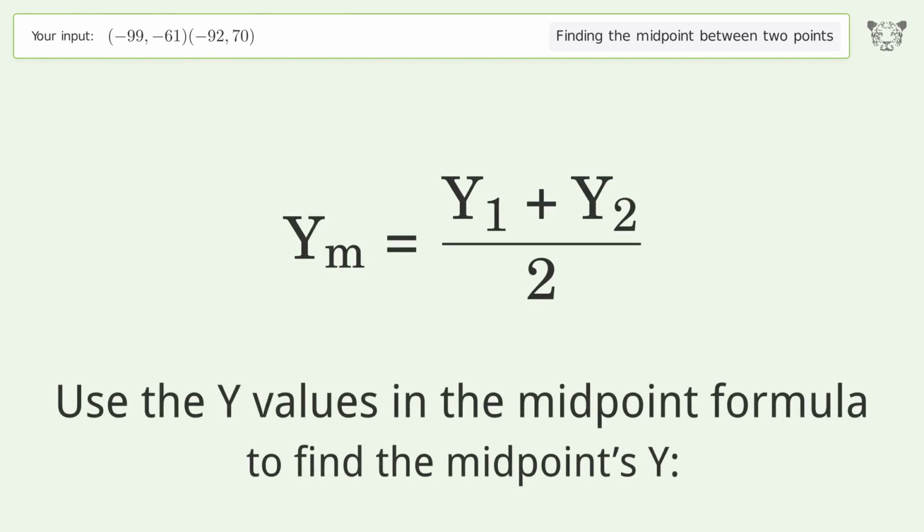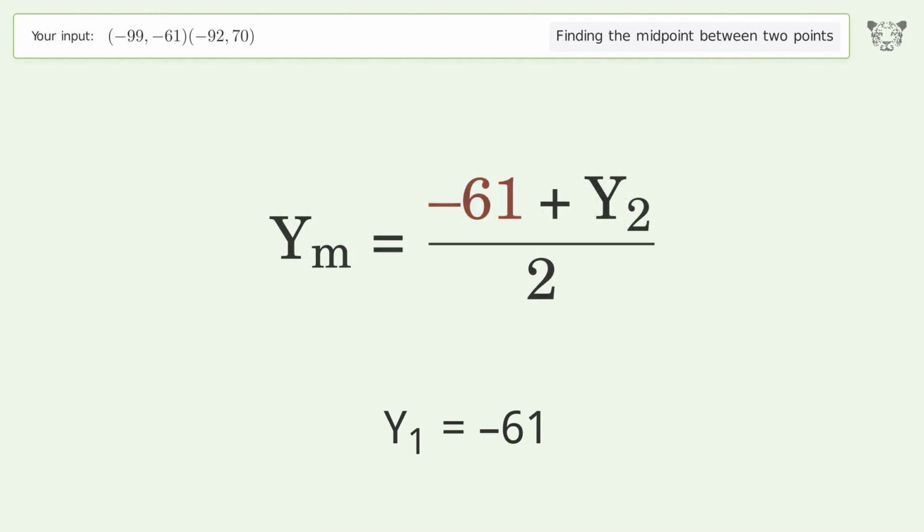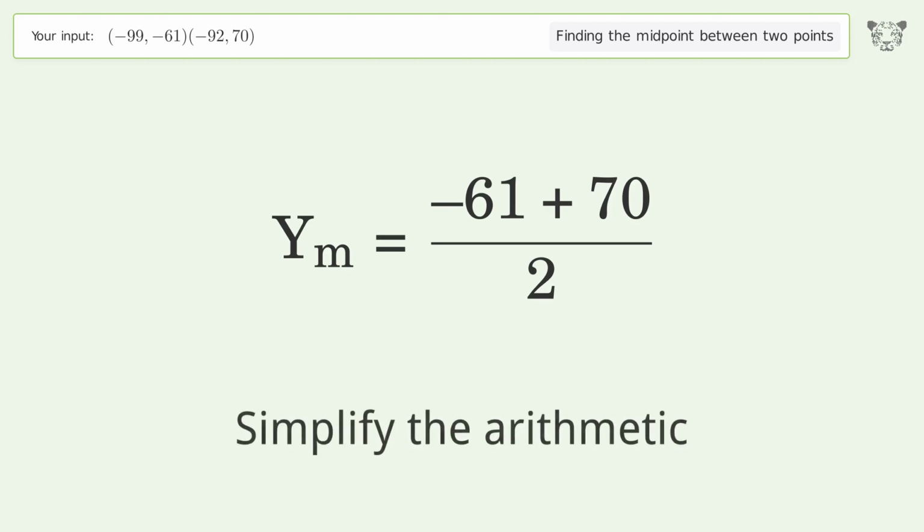Use the y values in the midpoint formula to find the midpoint's y. y1 equals negative 61. y2 equals 70. Simplify the arithmetic.